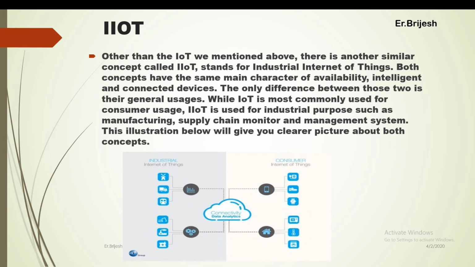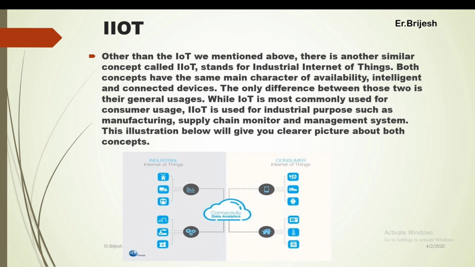While IoT is most commonly used for consumer usage, IIoT is used for industrial purposes such as manufacturing, supply chain monitoring, and management systems. This illustration below will give you a clear picture of both concepts. So IoT is used for day-to-day needs or simpler consumer usage, but IIoT is specifically designed for industrial purposes, used in manufacturing or monitoring the systems in industries.